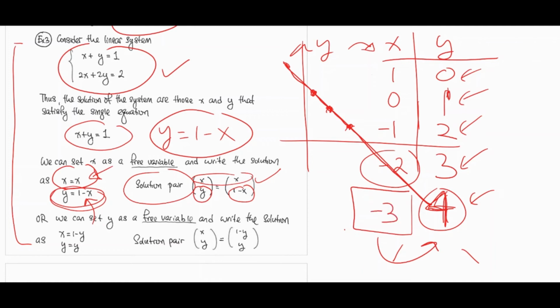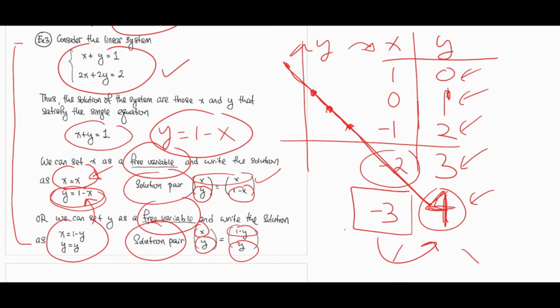So another way of writing the solution pair is to set our y to be the free variable, and then our x here will have to be in this form, 1 minus y. So this is a concept of free variable. Right now, the concept of free variable is pretty easy to see. But in the next video, when we are dealing with higher dimensions, which means when we have more equations and more unknowns, the concept of free variable will appear in those sections.